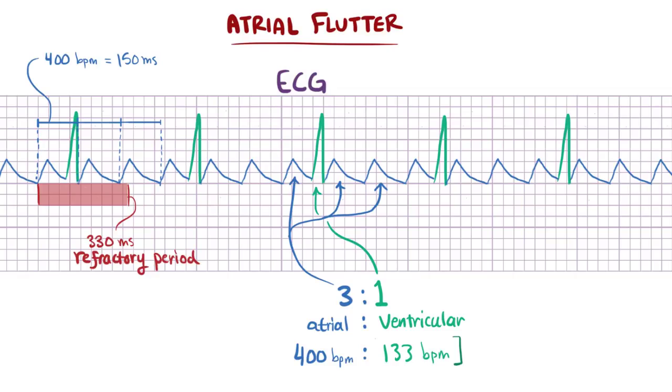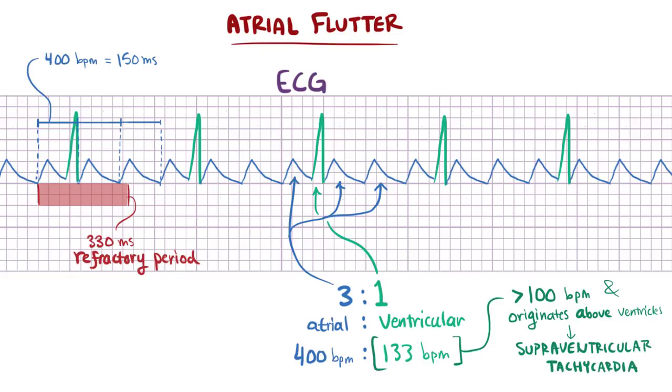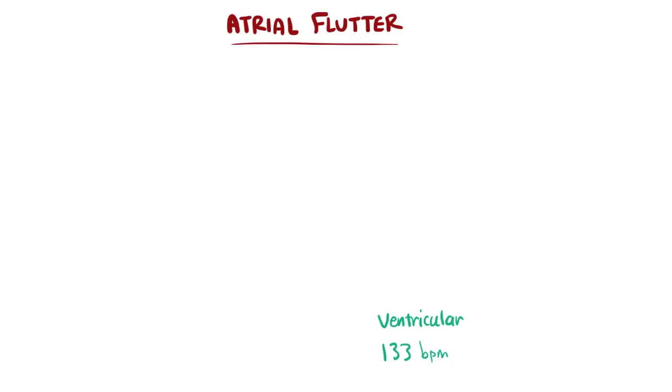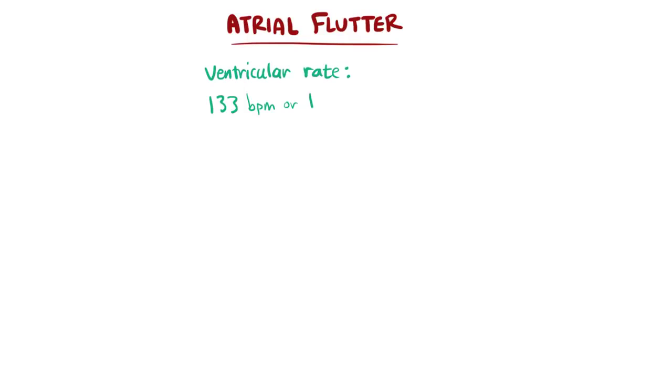Because the ventricles are contracting at a rate greater than 100 beats per minute, and because the source originates above the ventricles, this is considered a supraventricular tachycardia. Alright, having higher ventricular rates like 133 or 175 beats per minute isn't usually life-threatening. But if it's happening at rest, it's generally not something most people want to experience.